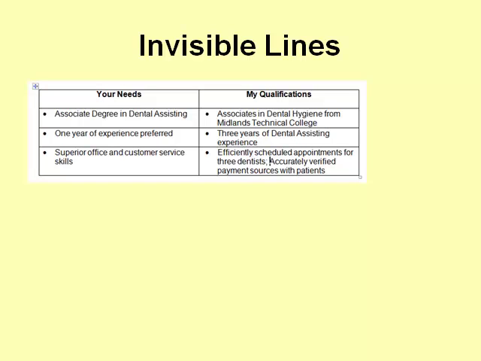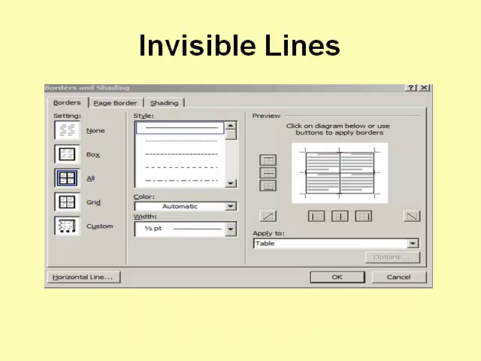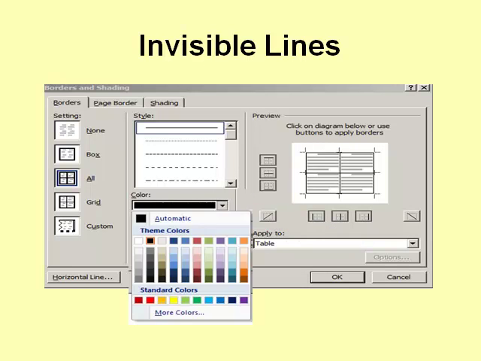To do this, move your mouse above the table and click on the table move handle that appears next to the top left column. Right-click the table move handle and a drop-down menu will appear. Select Borders and Shading from the menu. In the Borders and Shading pop-up menu, select Color and a new drop-down menu will appear. Select the white box and click OK. Now your lines should be invisible.